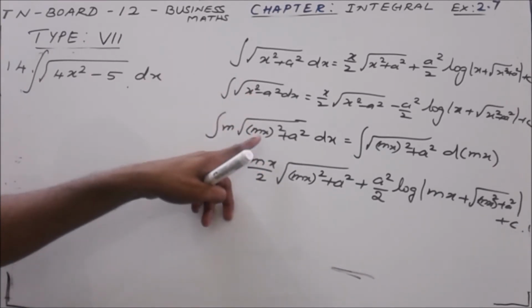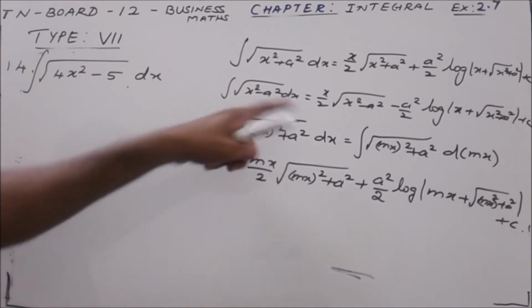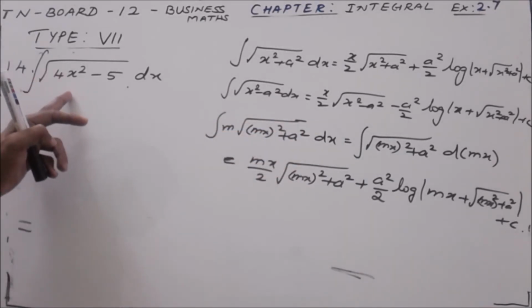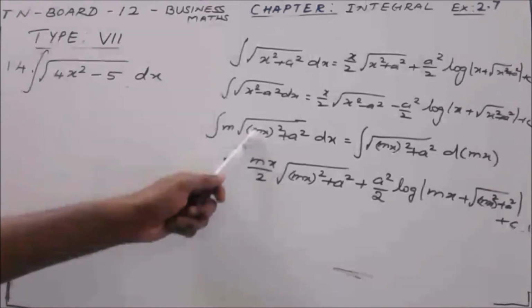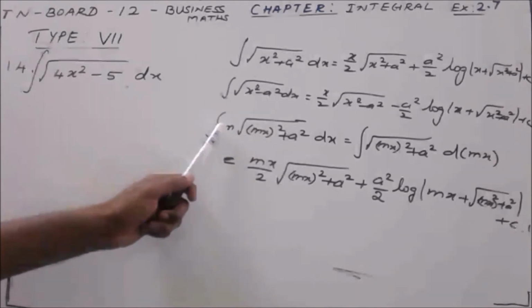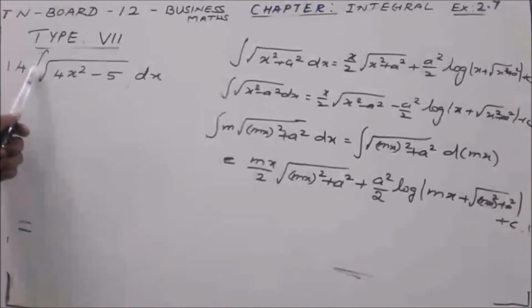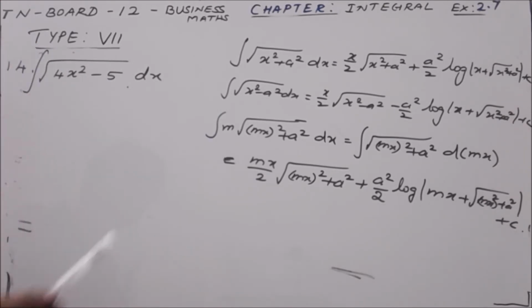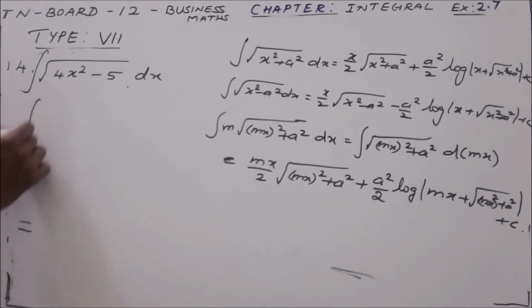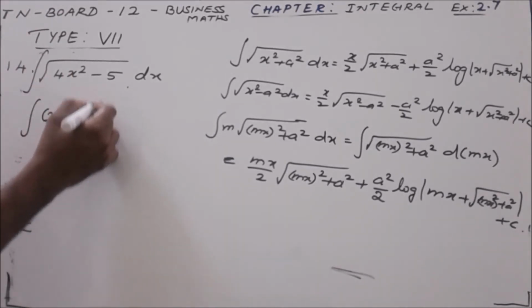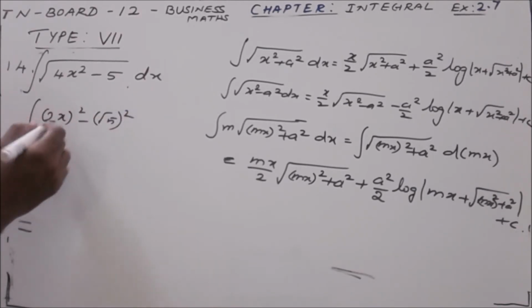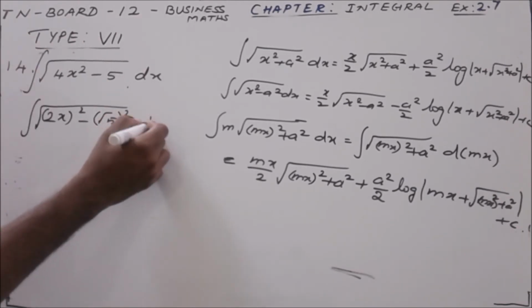If a constant appears, we can go with this type of formula, with mx whole square. Can we write it as mx whole square? Because we have 4x square, it can be written as 2x whole square, that is mx square. So if mx square appears, we need m in the product. So no m here, so we can multiply and divide by m. We can go with the formula easily. For that purpose, here I am writing this as the root of 2x whole square minus root 5 square, dx.